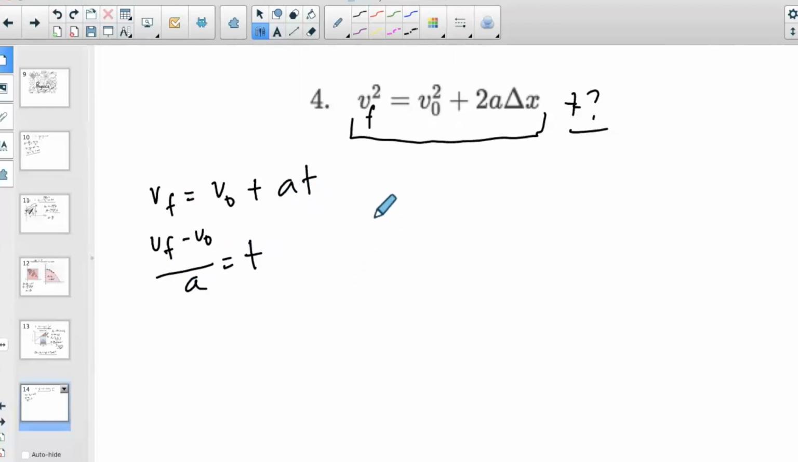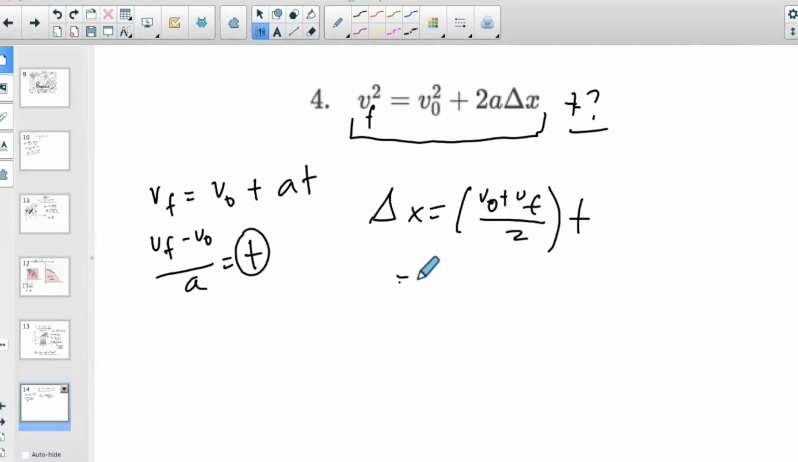And let's take another one. So we know that displacement is equal to the average of the velocities times time. Now you might have recognized this from algebra as kind of like a systems of equations proof. But if we know t is equal to that, we can just plug it into there.